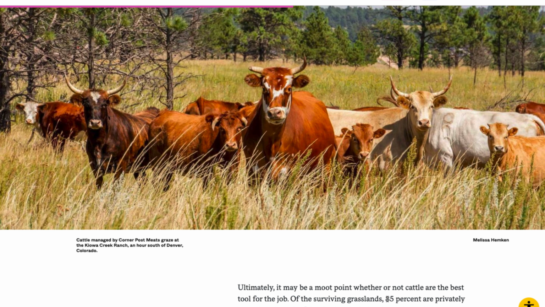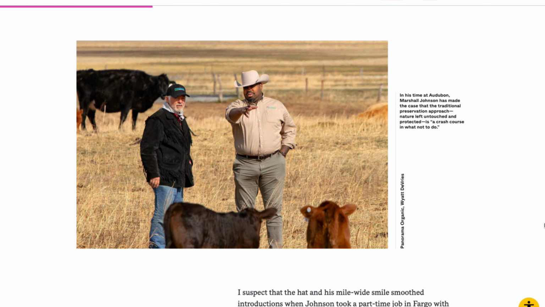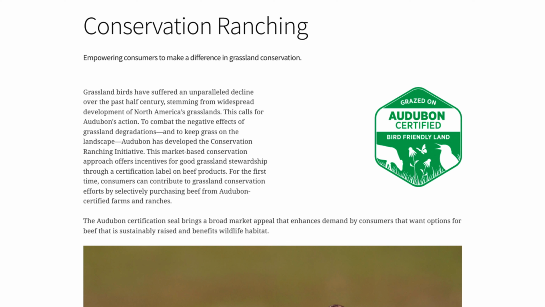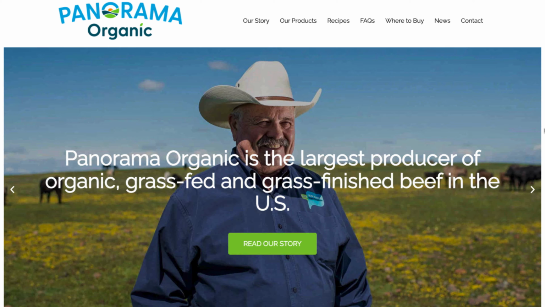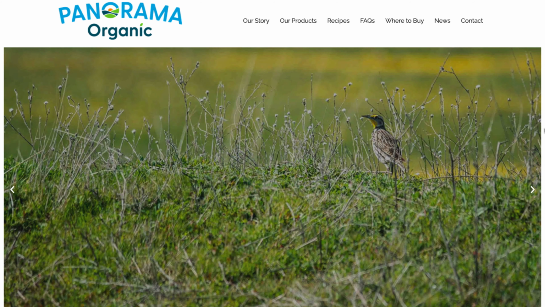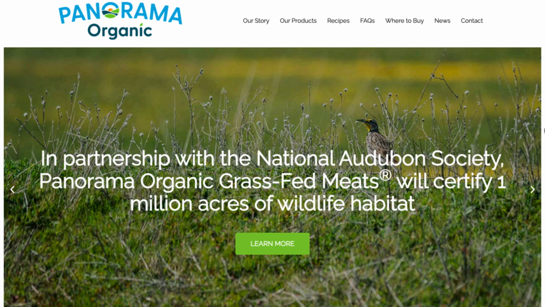More importantly, 85% of the existing prairie is on privately owned land. Thus, to protect the prairie, we need ranchers, which is why Marshall pioneered the Bird Friendliness Index as part of Audubon's Conservation Ranching Initiative. This index incorporates not only soil health, which many ranchers already watch, but water quality and bird diversity as well. One of the first ranchers to sign up was Dave Hutchinson, an organic farmer in north-central Nebraska and one of the founding members of Panorama Beef.